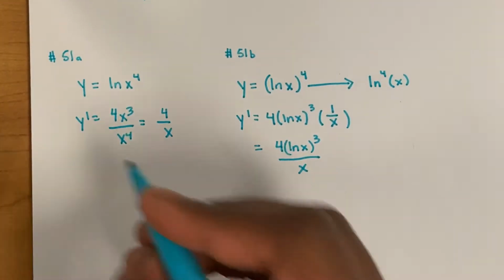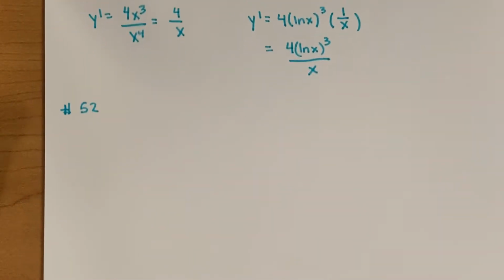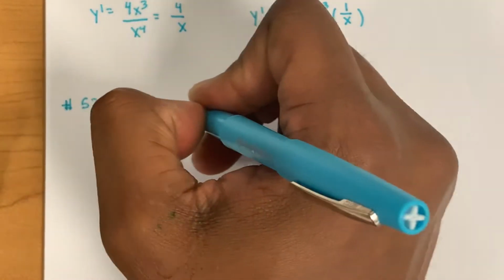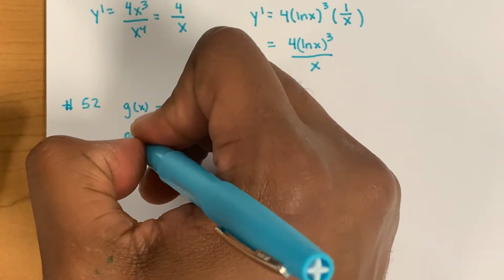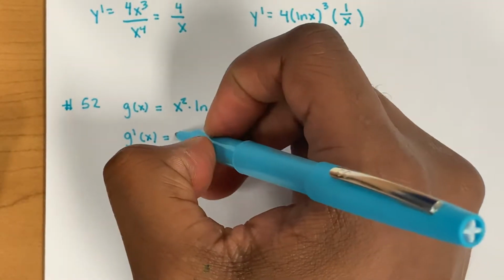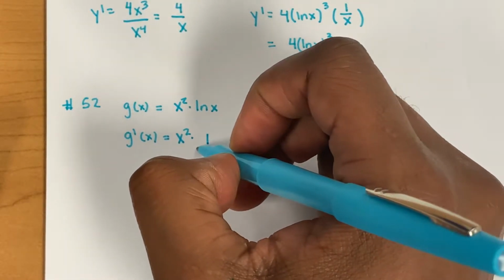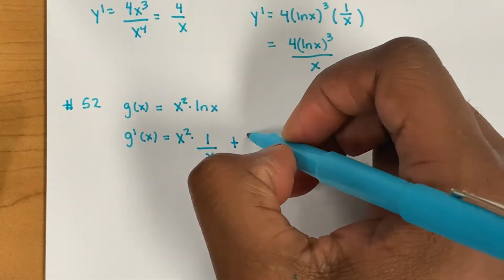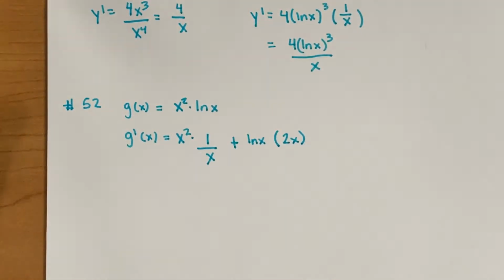Number 52, we get back into doing stuff like the product rule. So we can make this g of x equals x squared times the natural logarithm of x. And that derivative is product rule. We're going to have x squared times the derivative of ln x, which again is derivative of the input divided by the input. So plus the natural logarithm of x multiplied by the derivative of x squared, which is 2x.